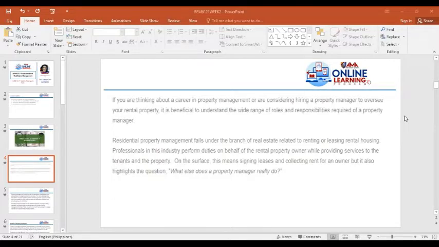So with this kind of duties and responsibilities of a property manager, it is very complicated because you are facing different tenants in this kind of business.